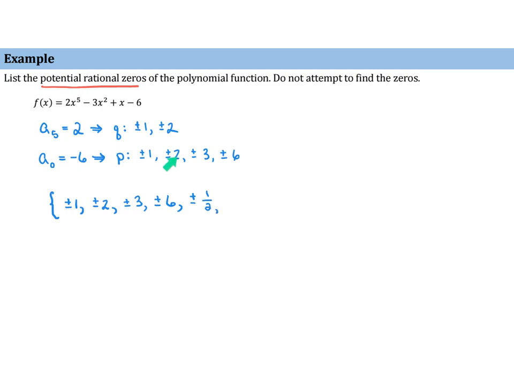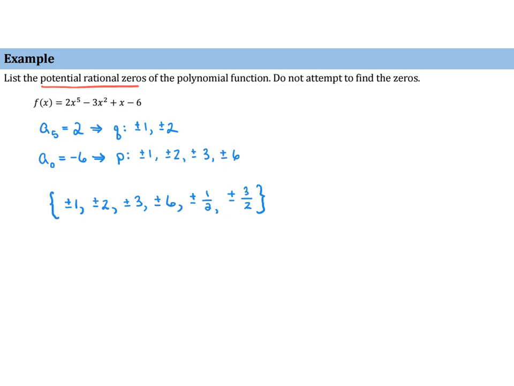Then we have plus or minus 2, divide by plus or minus 2. But plus or minus 2 divided by plus or minus 2 is plus or minus 1. We've already included it. No need to include it again. Plus or minus 3 divided by plus or minus 2. And then plus or minus 6 divided by plus or minus 2, that's plus or minus 3. We've already included it. So if there are any rational zeros, any fractional zeros, they would be found in this list.